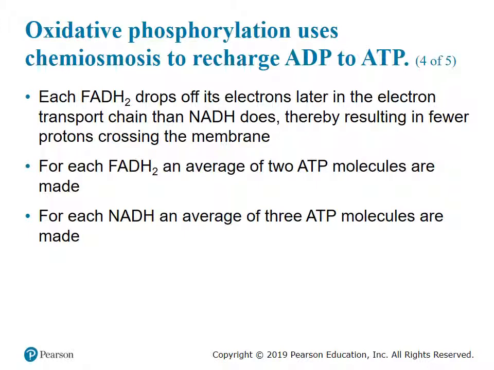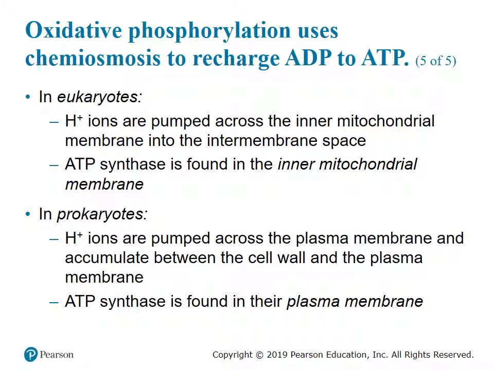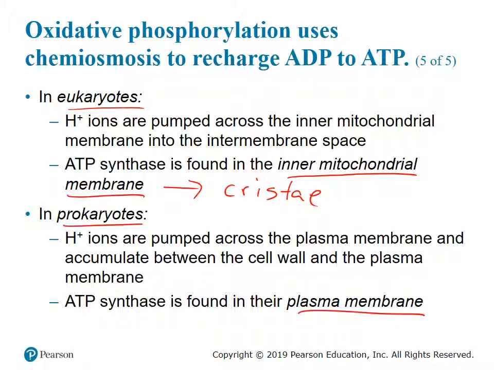And so we see this, right, for each FADH2 electron carrier, we make an average of 2 ATP molecules, and for an NAD, you make an average of 3 made there. And again, in a eukaryotic organism, just to kind of recap, this is in this part of the mitochondria we call the cristae. That's the inner mitochondrial membrane. And in a prokaryote, it's the plasma membrane.